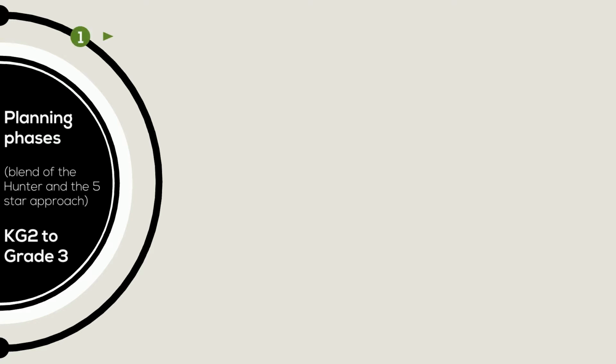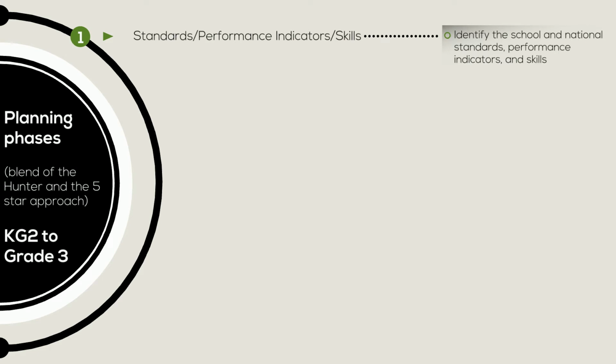1. Standards, performance indicators, and skills. Identify the school and national standards, performance indicators, and skills addressed by the lesson. This includes the content that will be covered. Here, you should add a success criteria for lesson objectives. For example, what you want students to know and with what accuracy.